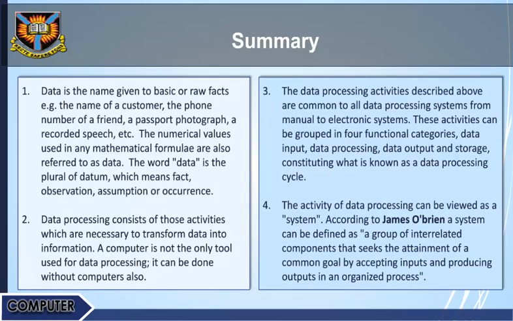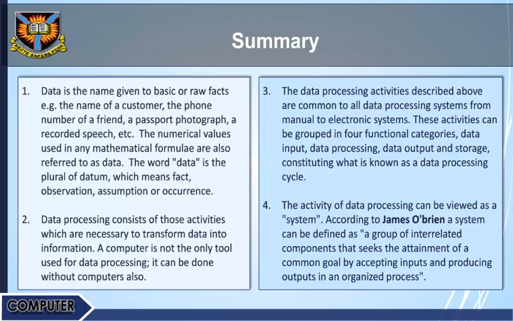Summary. 1. Data is the name given to basic or raw facts, e.g., the name of a customer, the phone number of a friend, a passport photograph, a recorded speech, etc. The numerical values used in any mathematical formula are also referred to as data. The word data is the plural of datum, which means fact, observation, assumption, or occurrence. 2. Data processing consists of those activities which are necessary to transform data into information. A computer is not the only tool used for data processing. It can be done without computers also.